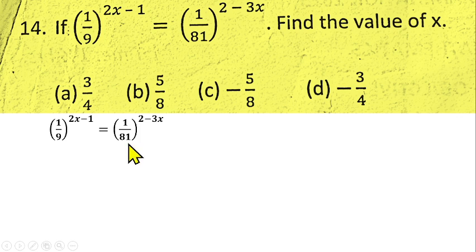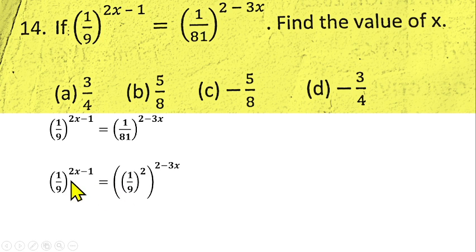So all you do is take the square of this, so you can say this is 1 squared over 9 squared. 9 squared will give us 81, then 1 squared will still give us 1. So we can write that one as 1 over 9 squared. Raised to power 2 minus 3x, and then we know that in law of indices, this power will multiply this power. So technically we have 1 over 9 raised to power 2x minus 1 equals 1 over 9 raised to power 2 times 2, that gives us 4, then 2 times minus 3x will give us minus 6x.